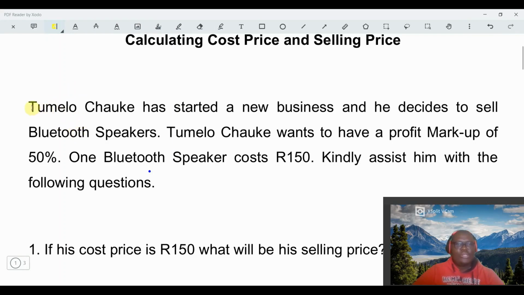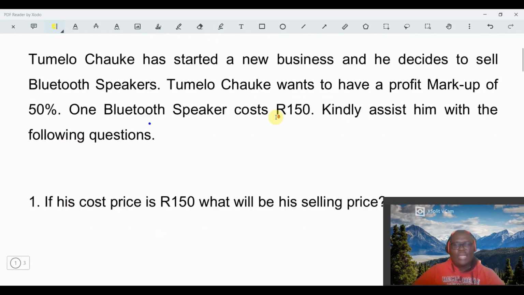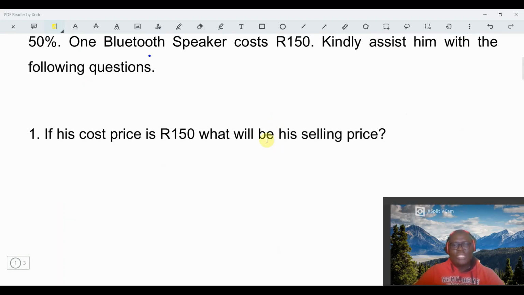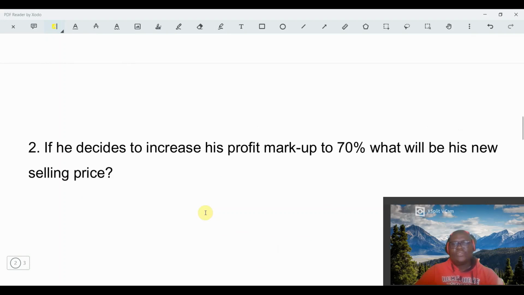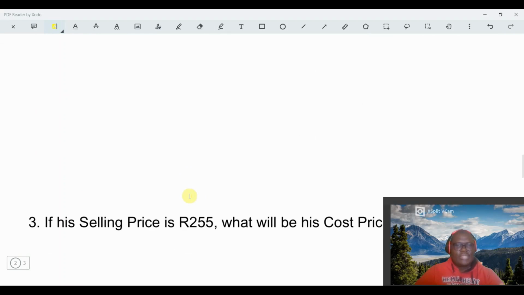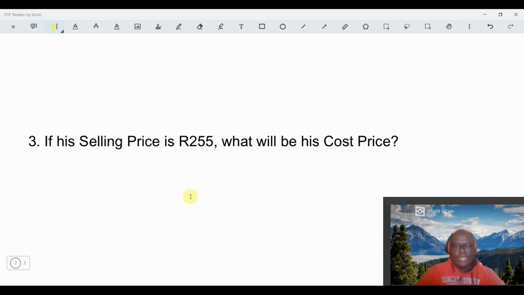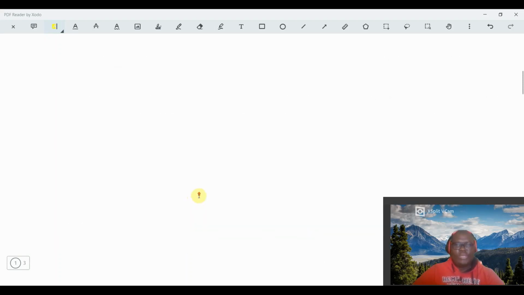We are told that Aubrey Chauke has started a new business and he decides to sell Bluetooth speakers. Aubrey Chauke wants to have a profit markup of 50%. One Bluetooth speaker costs 150. Kindly assist him with the following questions. If his cost price is 150, what will be his selling price? If he decides to increase his profit markup to 70%, what will be his new selling price? If his selling price is 255, what will be his cost price? So these are the questions that we will need to answer.